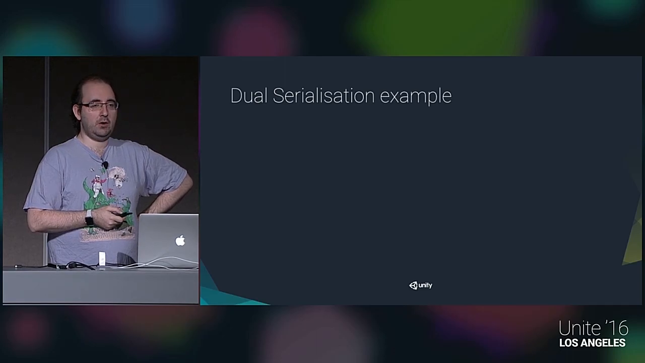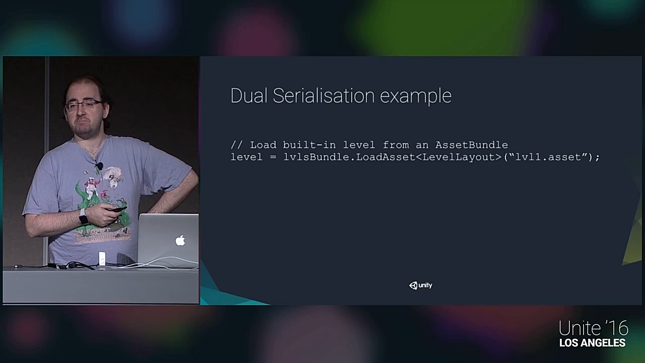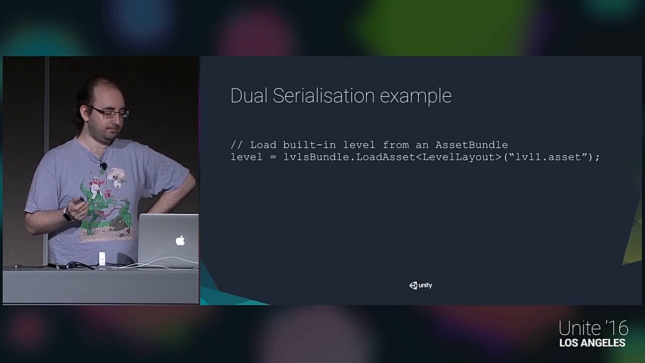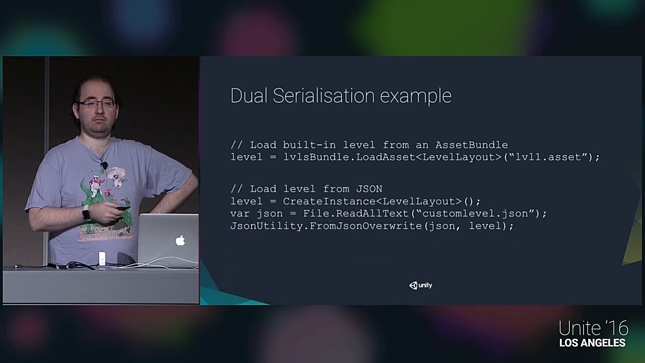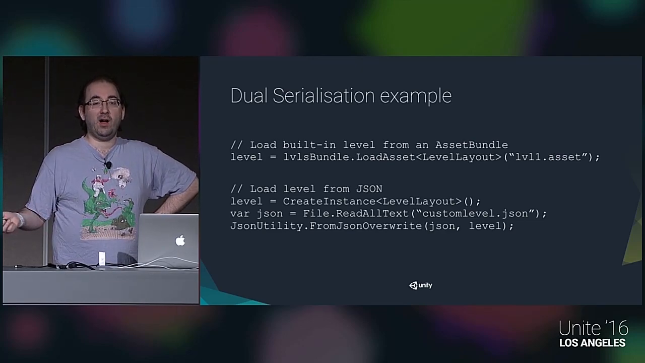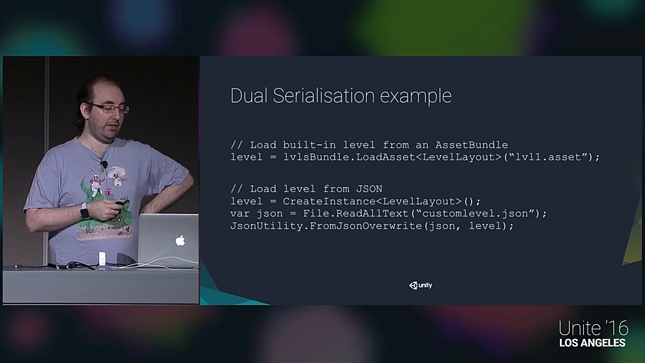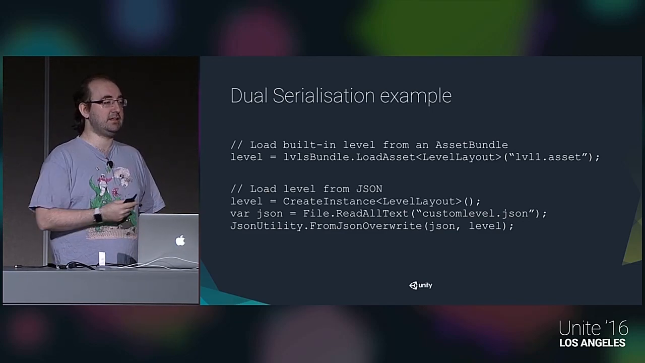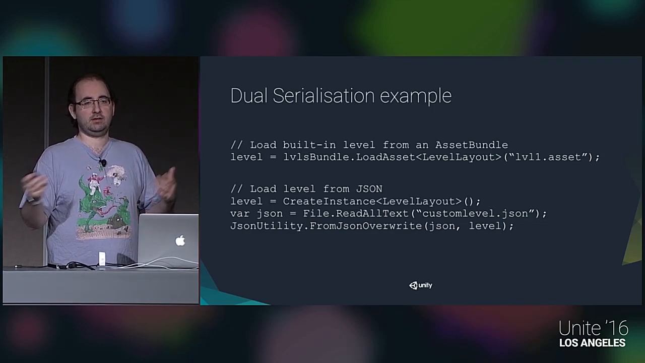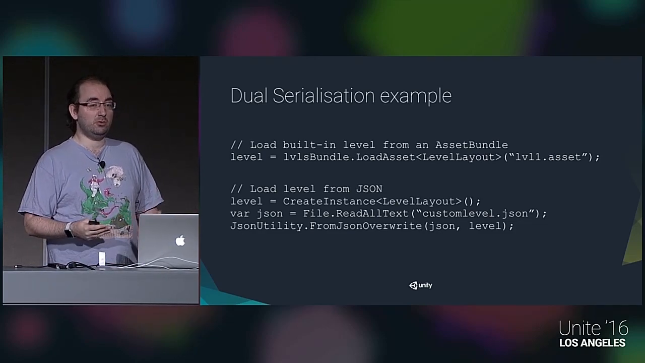So when it comes to loading these levels in then, I can load in the built-in ones, maybe from an asset bundle, simple as that. But I can also get them from JSON. So I make an empty level layout object. I read all my JSON from a file somewhere, or I download it from a server or whatever. And then I overwrite the object with the JSON data. And after that, I can use that object. I don't have to care whether it's a level that I shipped built in, came from an asset bundle, or a level that came from JSON.